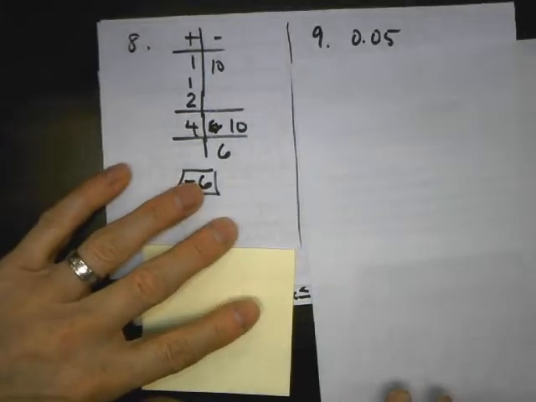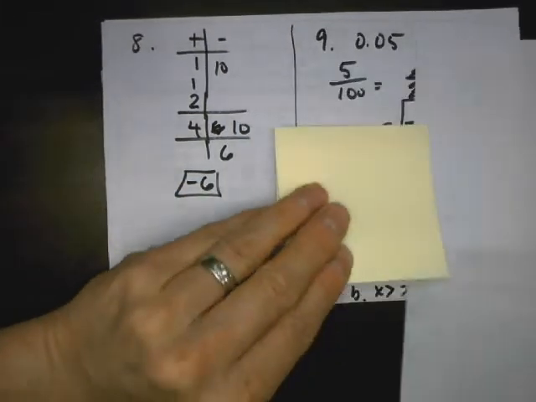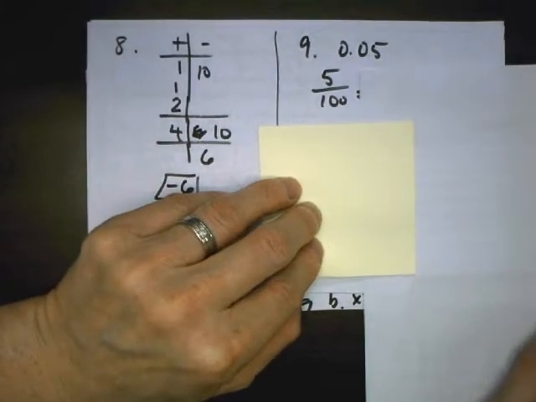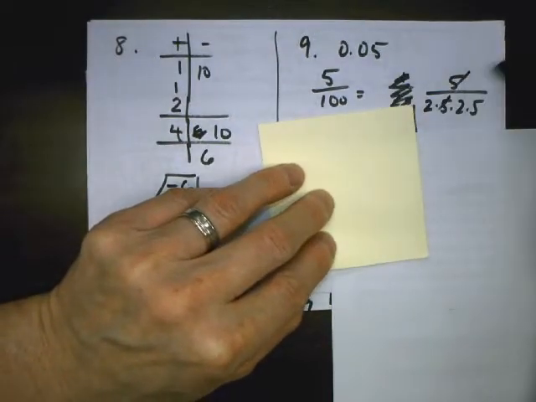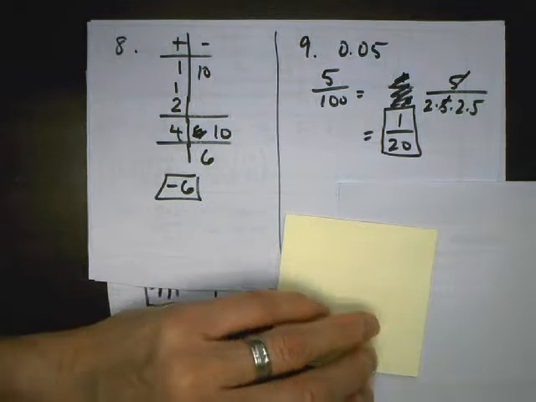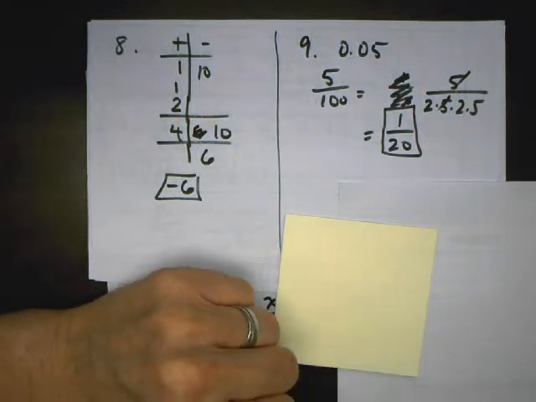9, we have to write 5/100ths as a fraction. So I put it as 5 over 100. That's 5/100ths, isn't it? And then I use my factor trees, cross out my 1s, and I see that simplified it's 1 over 20. 1 over 20 is the same as 5/100ths.